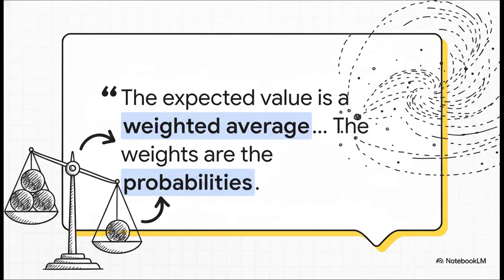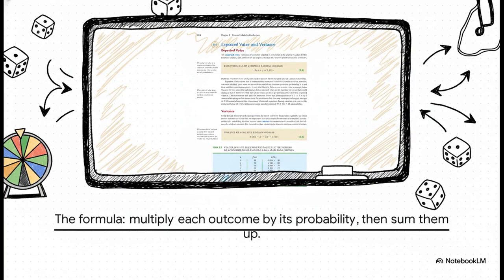And I just love this definition from the source. It's not just a plain old average, it's a weighted average. And what that means is that the outcomes that are more likely to happen get a bigger say. They get more weight in the final calculation. It's just a smarter, more realistic way to find the average. And here's the formula for it. Now, don't let all the symbols scare you off. It looks way more complicated than it is.